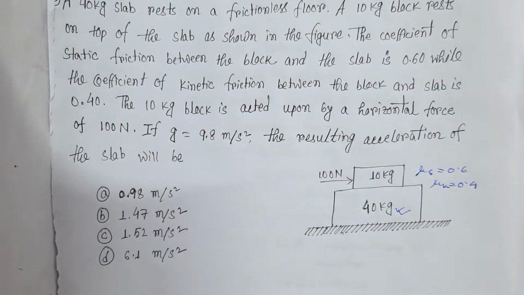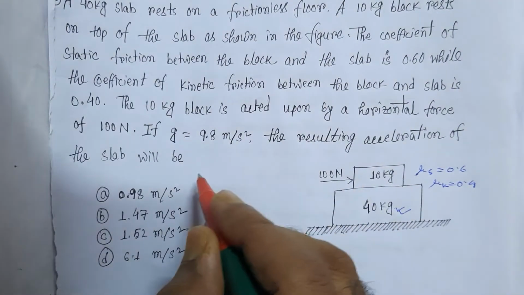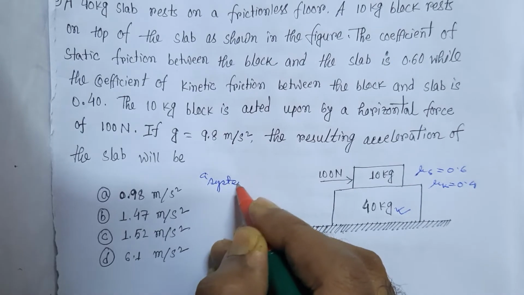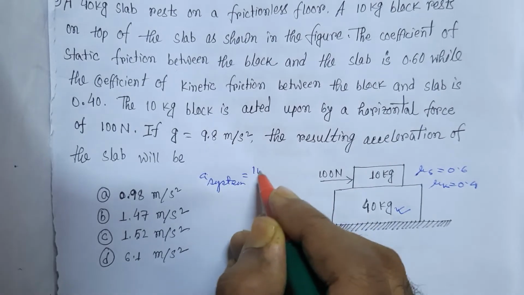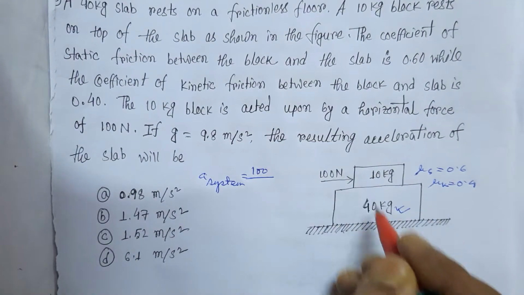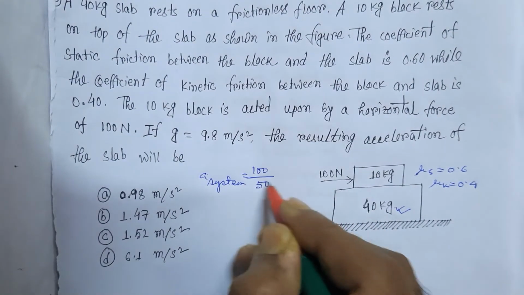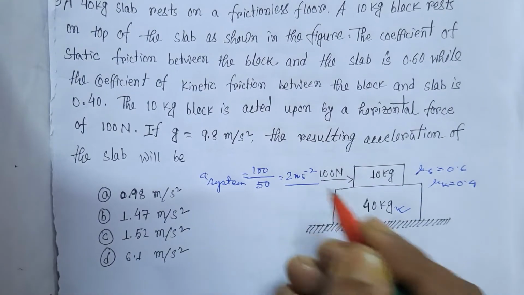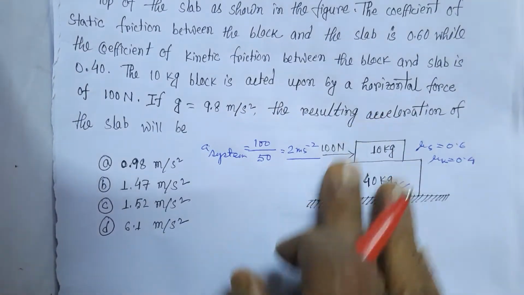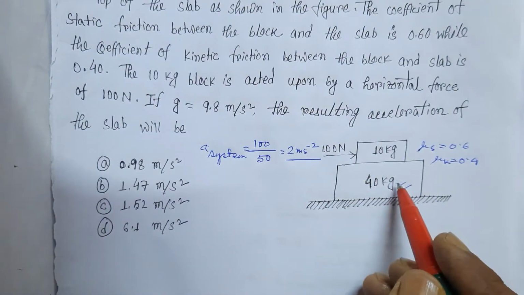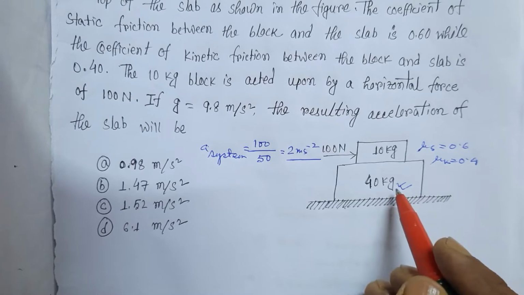Now let us consider the acceleration of the whole system. The acceleration of the system equals the net external force, that is your 100 Newton, divided by the total mass of the system, 10 plus 40 kg, that is 50 kg. So the acceleration of the system is 2 meter per second square. Now, why is the 40 kg mass moving? It is only due to the frictional force.